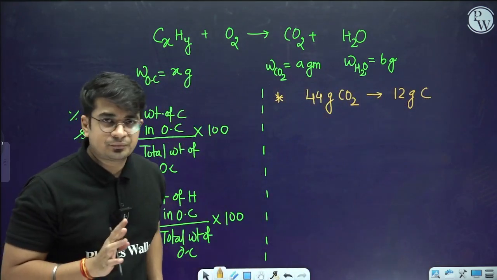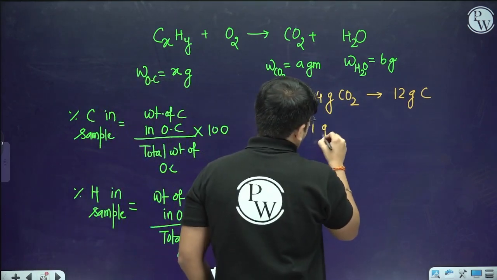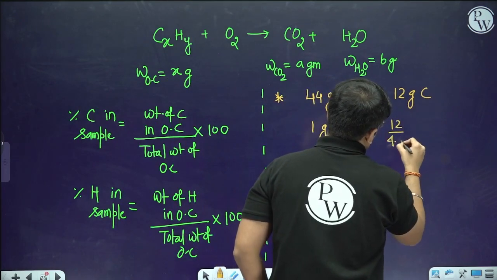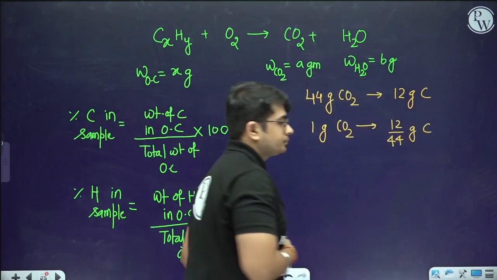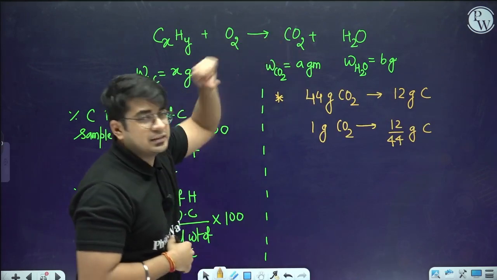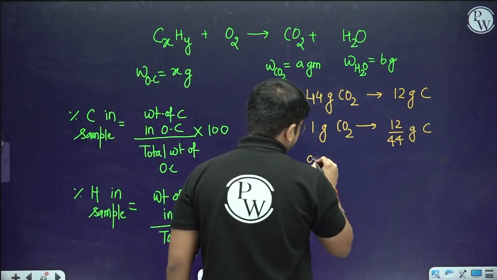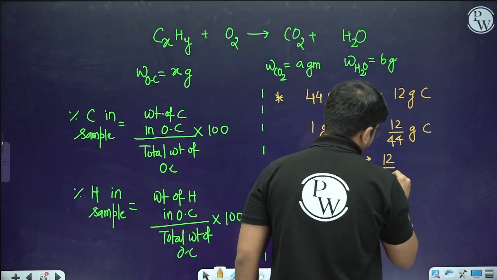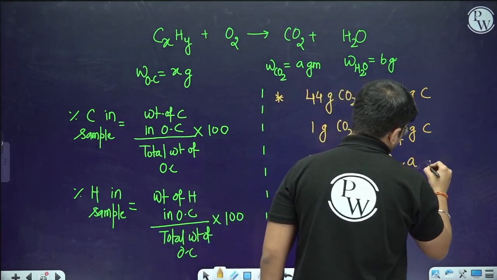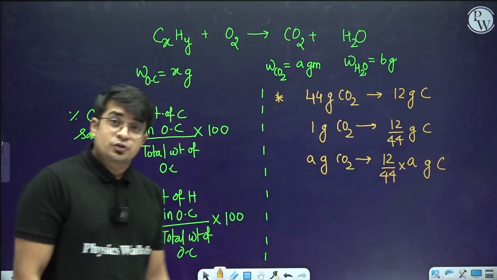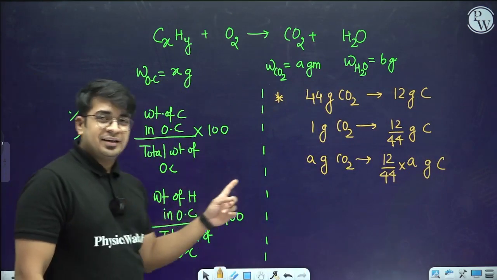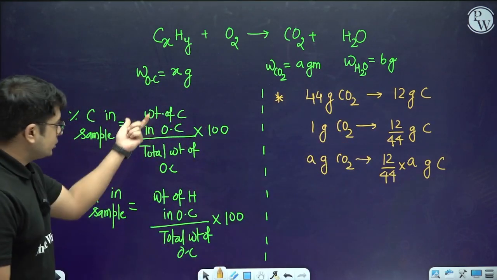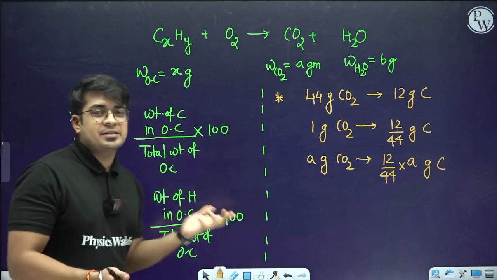Can I say that 1 gram CO2 will contain how many grams? 12 by 44 gram of carbon. And whatever amount of this CO2 is being produced, so you can say that a gram CO2 is going to produce 12 by 44 multiplied by a gram of carbon. So you know that in the organic compound, the amount of carbon is 12 by 44 multiplied by a. So you can put this value here and you can calculate the percentage of carbon.